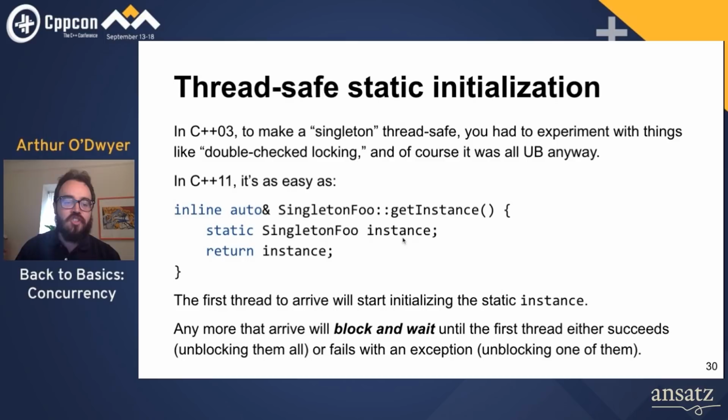Only one thread will initialize this singleton when it gets there. The first thread to arrive starts initializing the static instance, the static variable here. Any more threads that arrive will, according to the standard, block and wait until the first thread succeeds, or throws an exception, which means it's exiting out, it's done, the object didn't get constructed, and then one of the waiters will unblock and it will try its turn. This is known as thread-safe static initialization, and this is standard since C++11. You don't need any special additional synchronization in order to make this work. It just works.